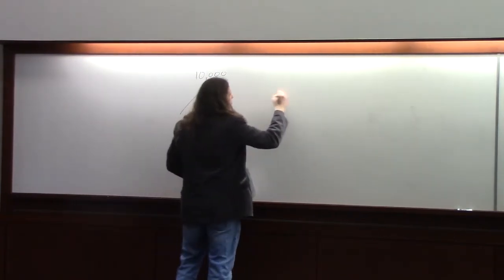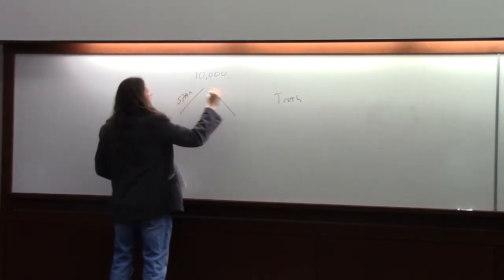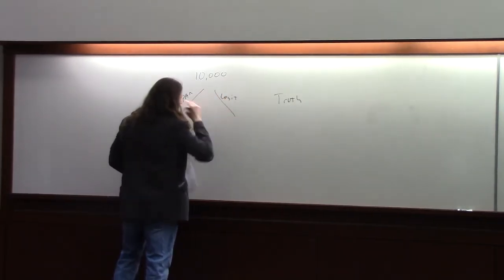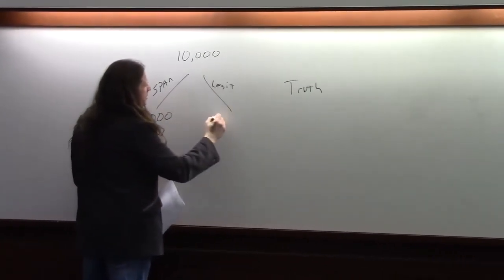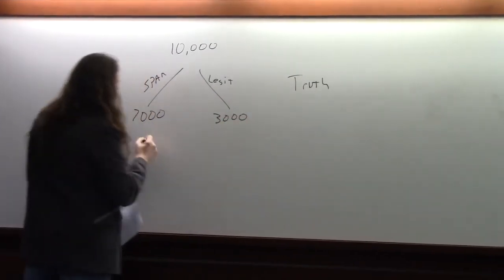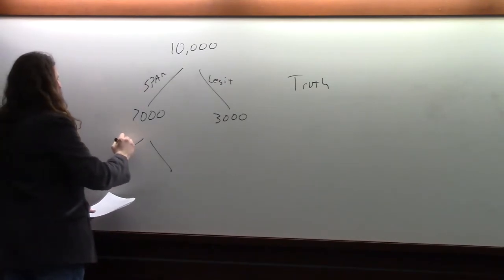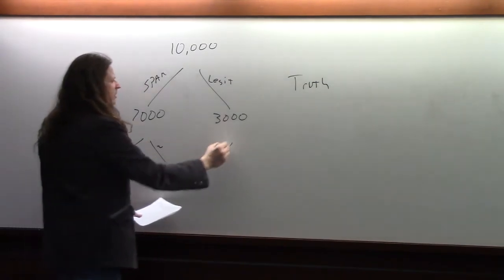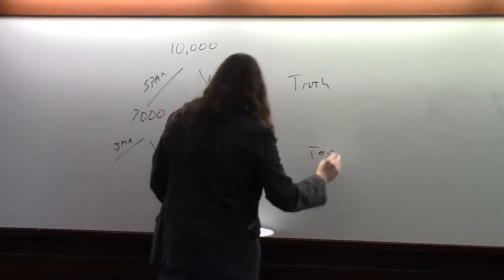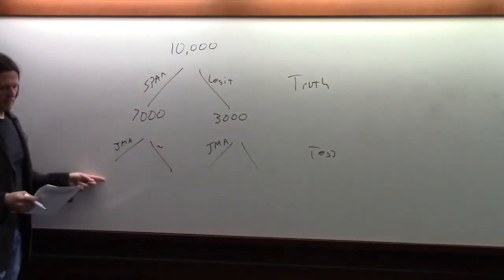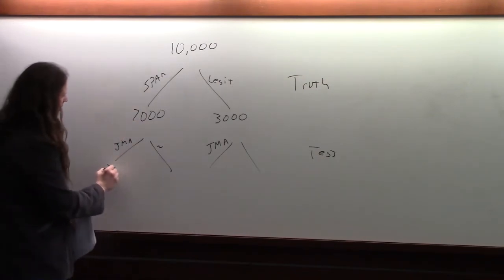And then we have the truth here, which is spam and legit. So how many spams do we have? 70% of mail is spam. So that's 7,000, which leaves 3,000 that isn't spam. So if it's spam, then some of them say "join millions of Americans," and some of them don't. And this is going to be the test here. The spam email, 5% of those say "join millions of Americans." So 5% of that is 350.